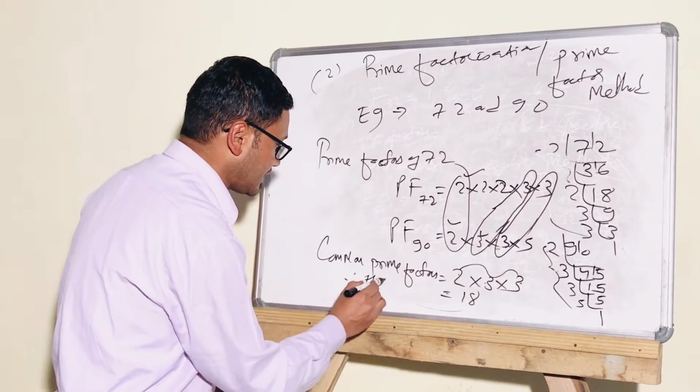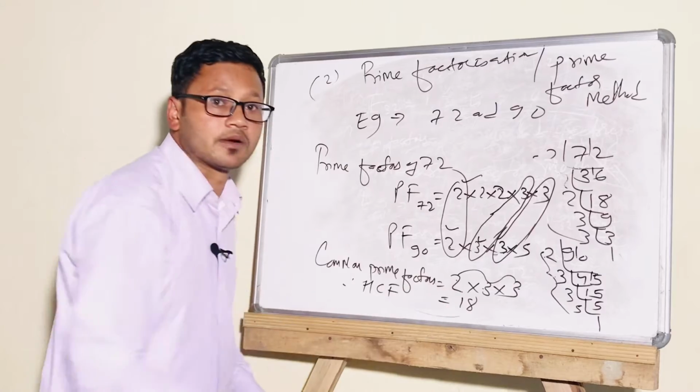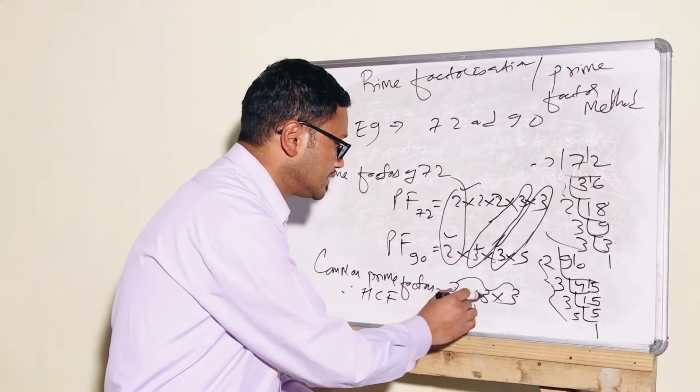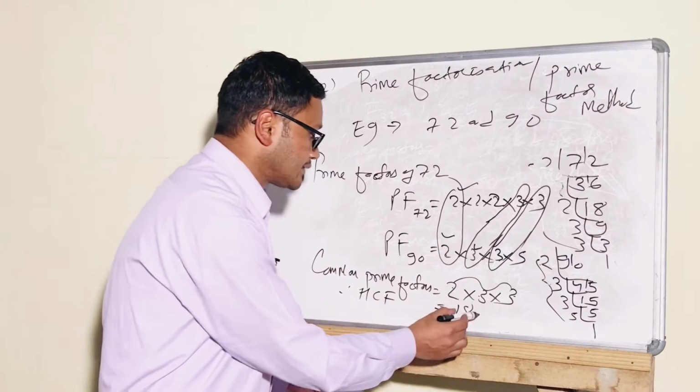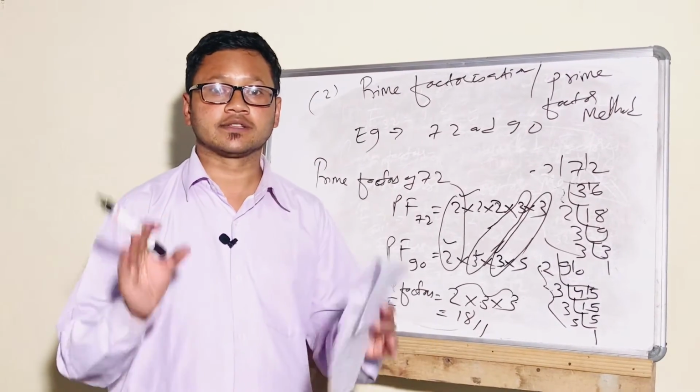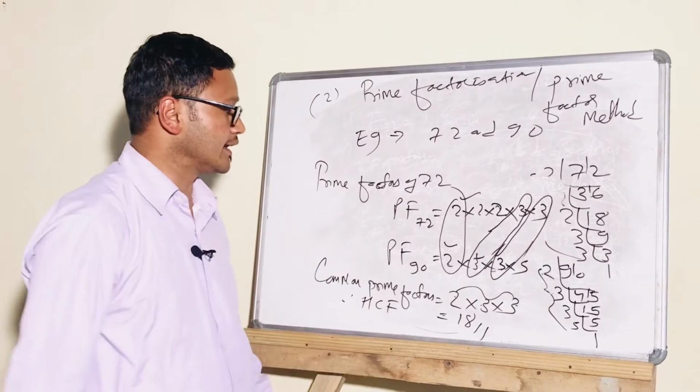Therefore HCF equals, we have to multiply the common prime factors. 2 3s are 6, 6 3s are 18. 18 is the HCF. So this is the second method to find the HCF, and it's very simple.